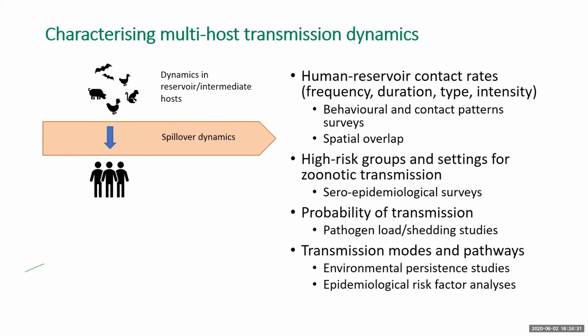The spillover dynamics are also affected by probability of transmission. So things like pathogen load and shedding studies in different animal hosts can be important for getting a better picture of how this may vary across different host species. And we need to get better insights into the key transmission modes and pathways which lead to these spillover dynamics. And of course, many diseases have several different modes of transmission. So things like environmental persistence studies can help us identify the potential importance of fomites or transmission through environmental reservoirs, and epidemiological risk factor analyses in relation to people's behaviors.